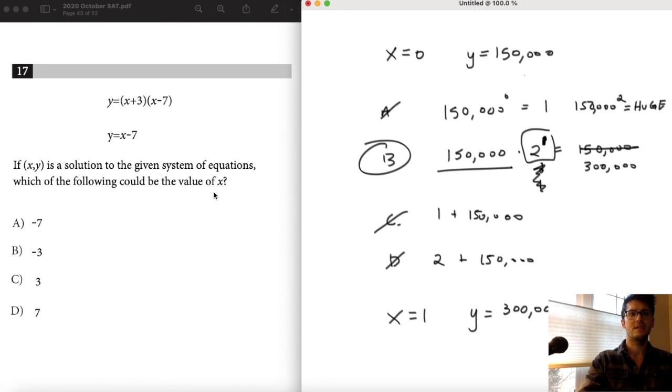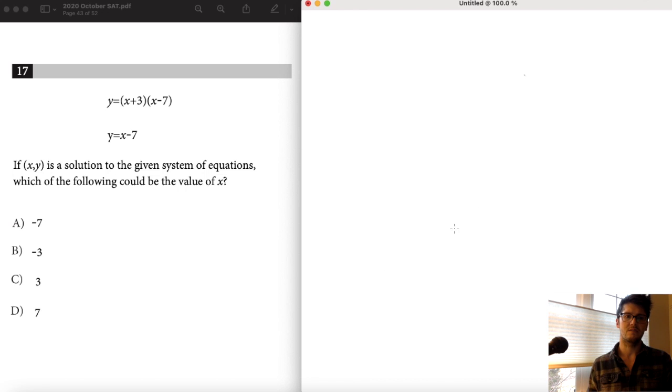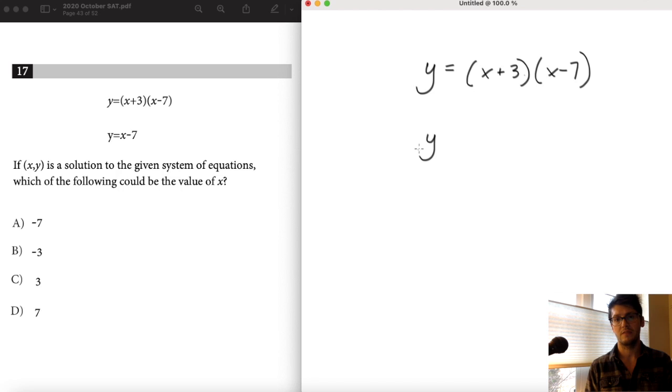All right, number 17. Look, at this point of the test, when you see systems of equations, it's about noticing something, right? It actually doesn't matter what happens to this piece if you get the other piece to be 0. That is, if y equals x plus 3 times x minus 7, and y also just equals x minus 7, I added the parentheses, but just so you can see the similarity.